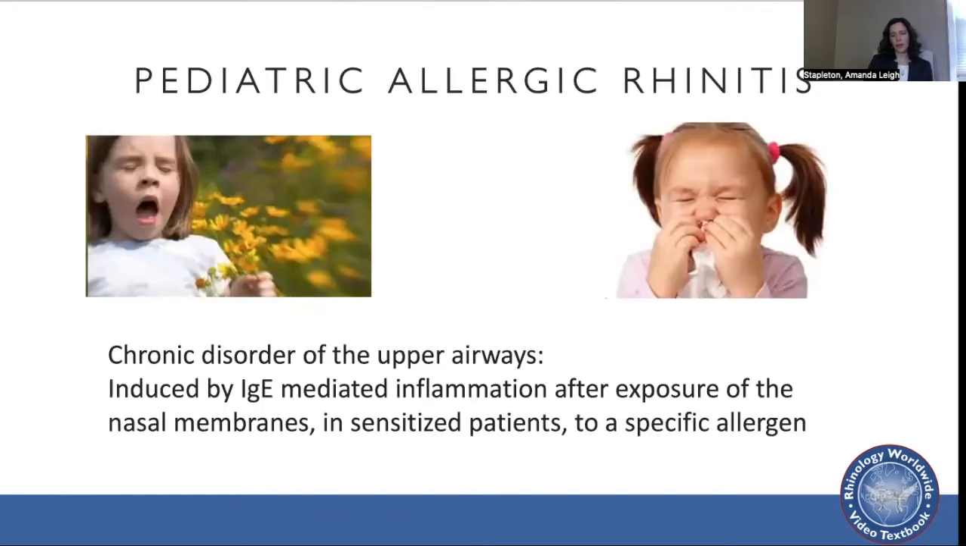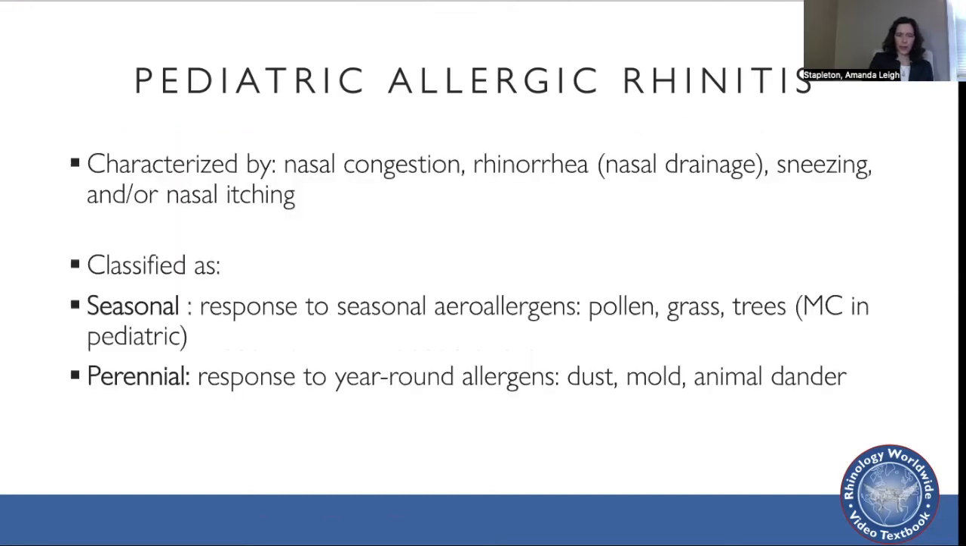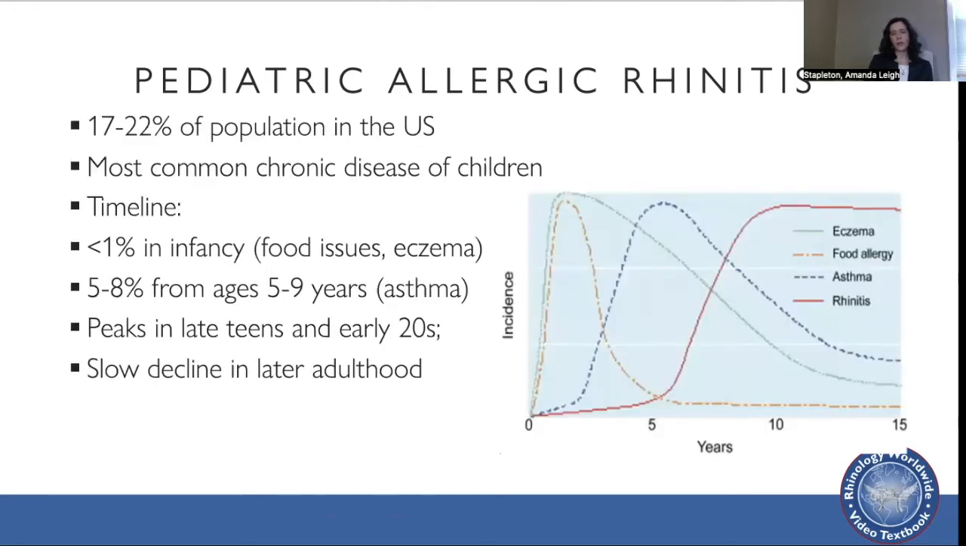So allergic rhinitis is an IgE mediated disorder when you have inflammation after you're exposed to an allergen. And in kids, they can present with nasal congestion and clear drainage, some sneeze, some itch their eyes. It's broken down into seasonal, which is when you're sensitive to pollen, grasses, or trees, which tend to be more common in kids, or perennial, which is when you have a sensitivity to dust, mold, or animal danders. And so allergic rhinitis is very prominent in the pediatric age group, and it can go all the way up into the teenage years. It's about 20% of the US population, and it's the most common chronic disease of childhood.